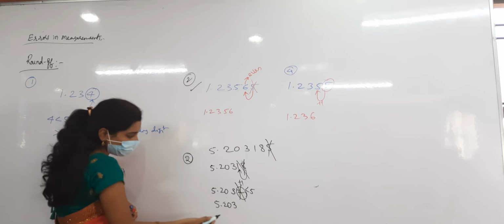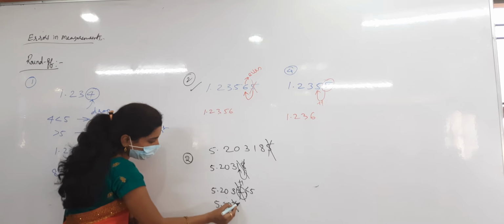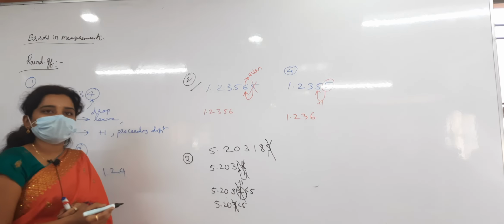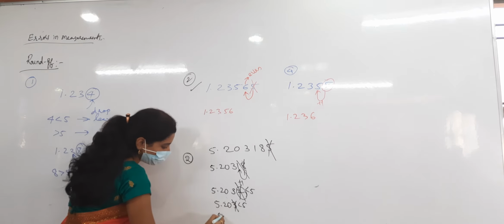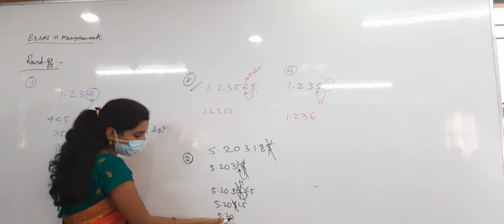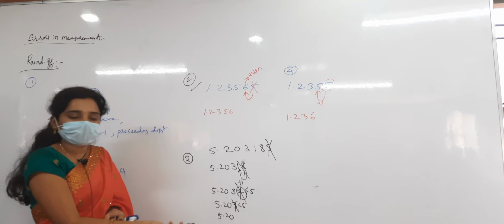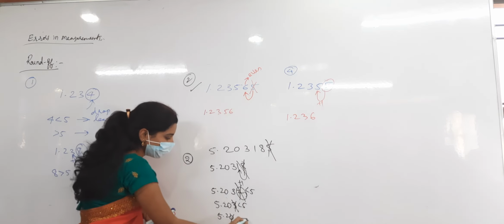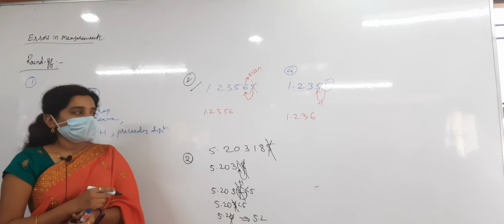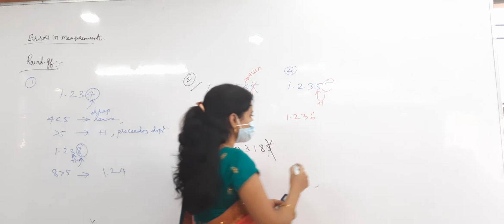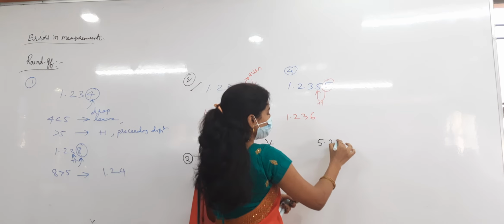Next one, whenever you observe the last digit, this is also less than 5, so we can drop it and leave it as it is. So what is coming here? 5.20. Then 0 is also less than 5 only, so we can drop the 0. Then what is our final answer? 5.2. Clear? Then the next example is, for example, if I say 5.205.